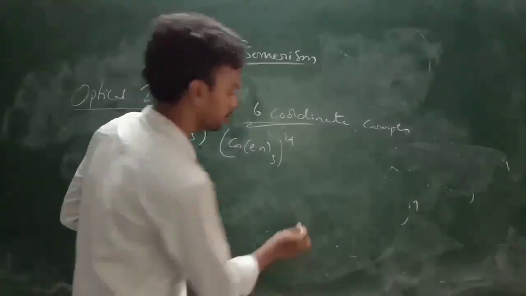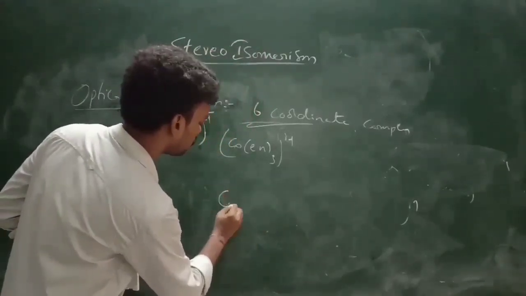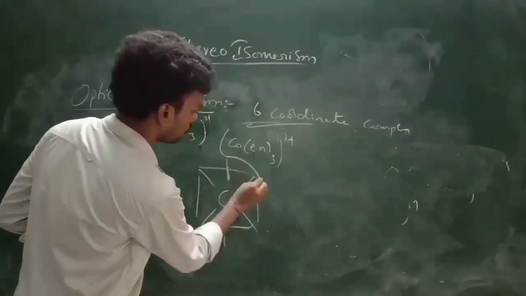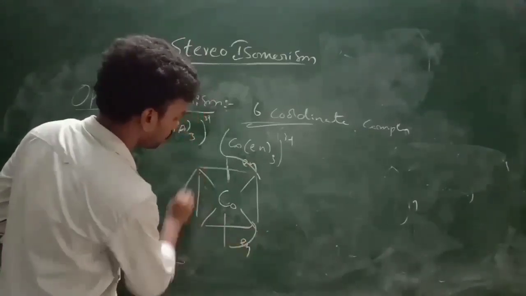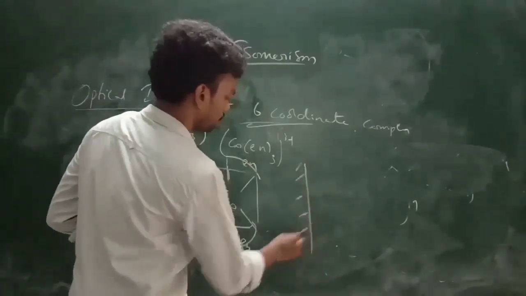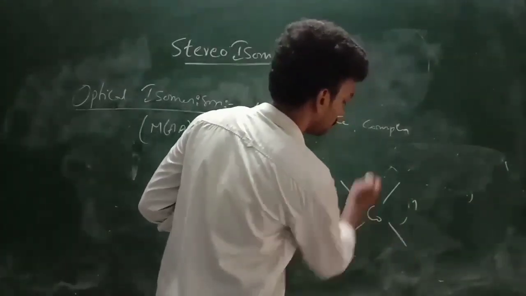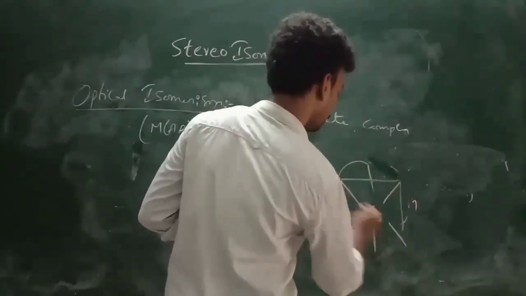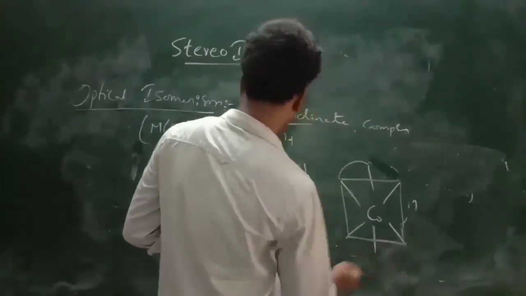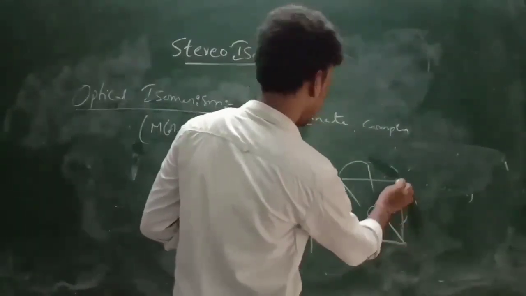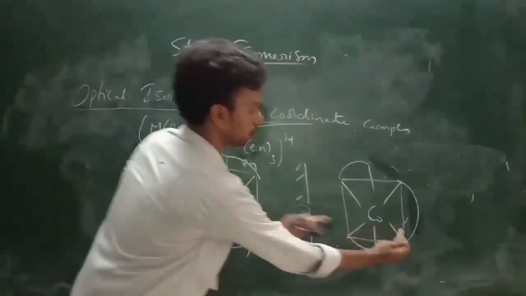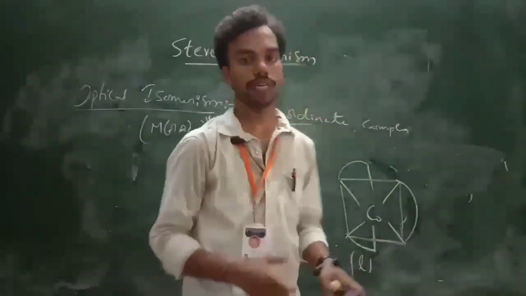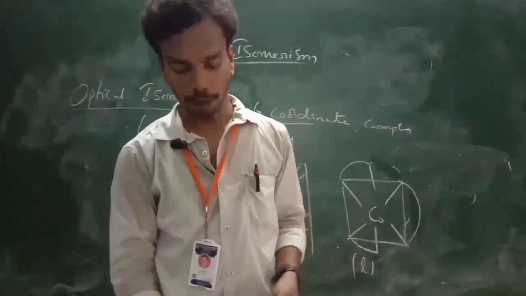So if you see the structure of this complex, Co with ethylene diamine, ethylene diamine, ethylene diamine. Okay, so the mirror image is non-superimposable. One is the D isomer, another one is the L isomer. Okay, so this is all about optical isomerism in coordination compounds.